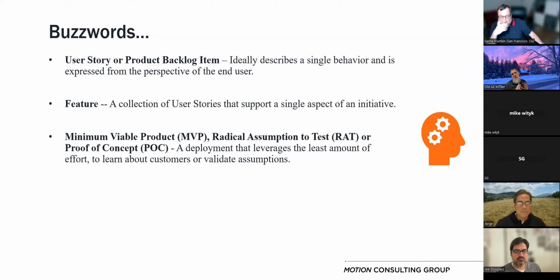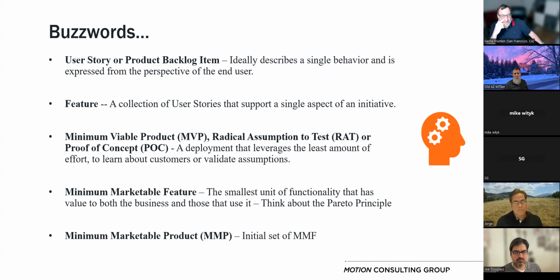The term minimum viable product was actually introduced by a gentleman named Eric Ries in a book called The Lean Startup. And what it really means is a deployment that has the least amount of work required to start answering questions about our customers or validating assumptions that we are making, right? But a lot of organizations use the term MVP to mean that initial release to production. So in that case, you can call these things proof of concepts. I really like radical assumptions to test, or a RAT.